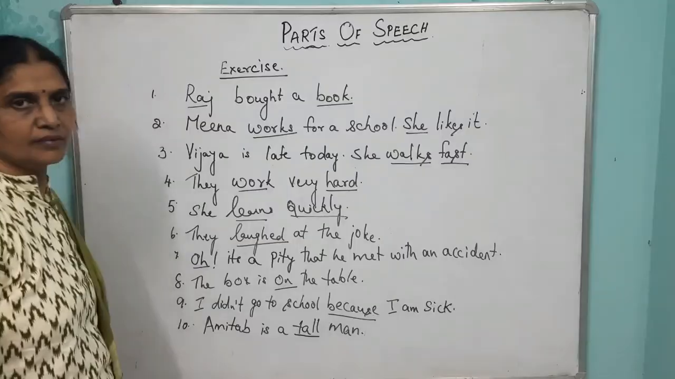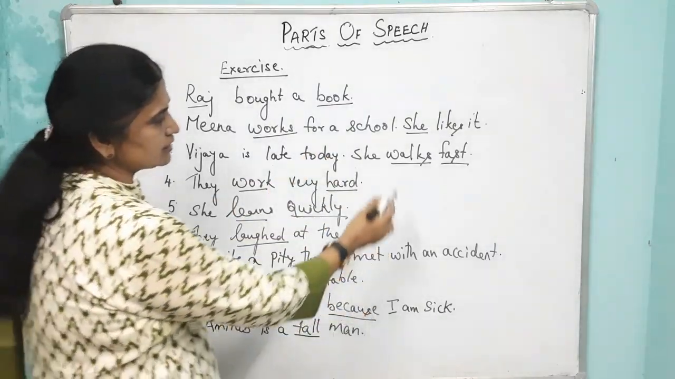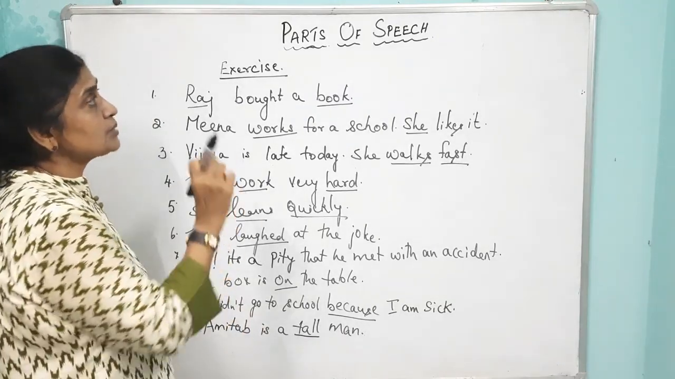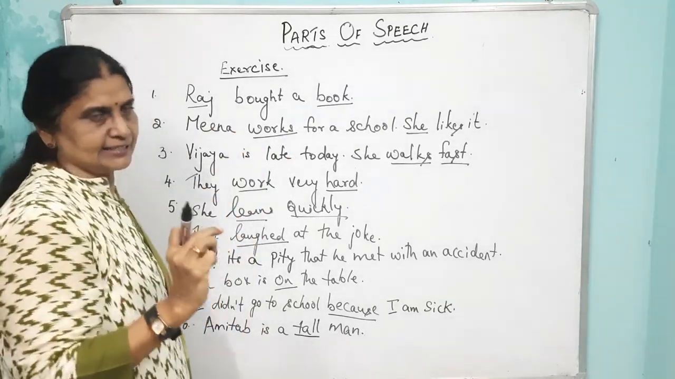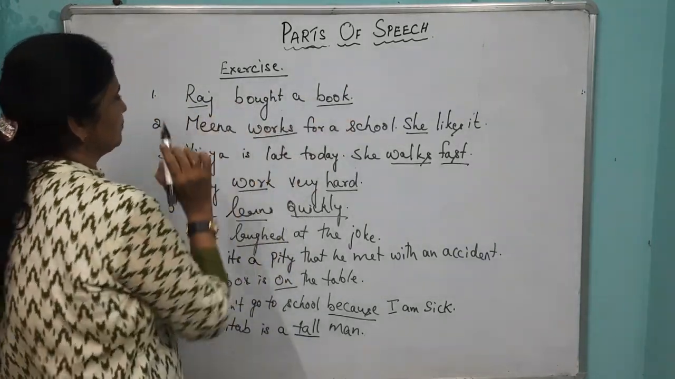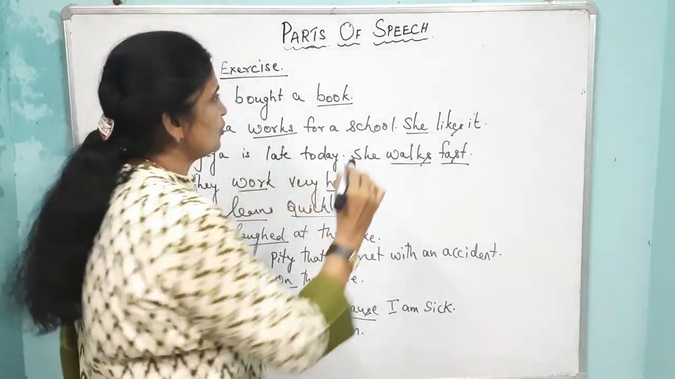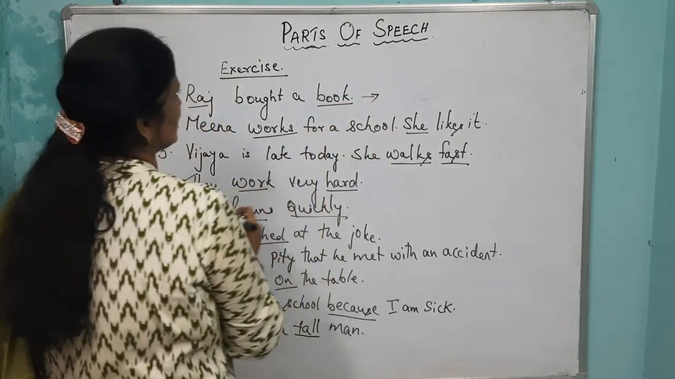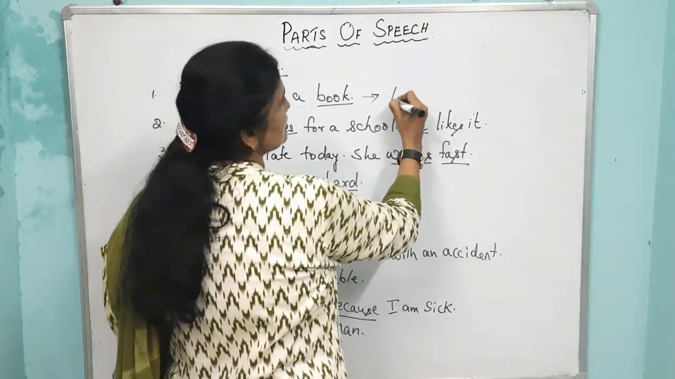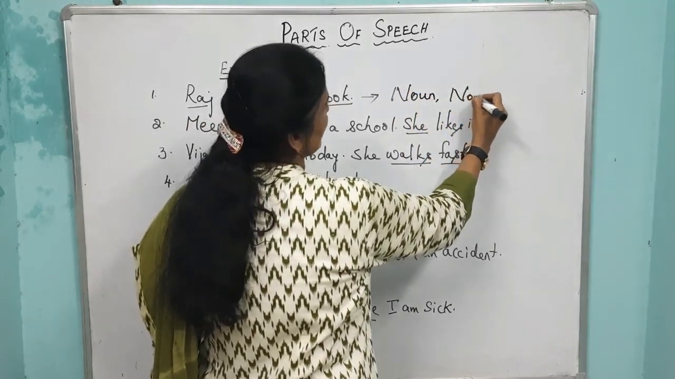Okay, now we'll do a short exercise. I have underlined certain words in these sentences. We have to identify what part of speech they are. The first sentence says, Raj bought a book. The underlined words are Raj and book. Can you tell me what part of speech these words belong to? Yes, Raj is a name, so it's a noun. Book, it's a thing, so that is also a noun.